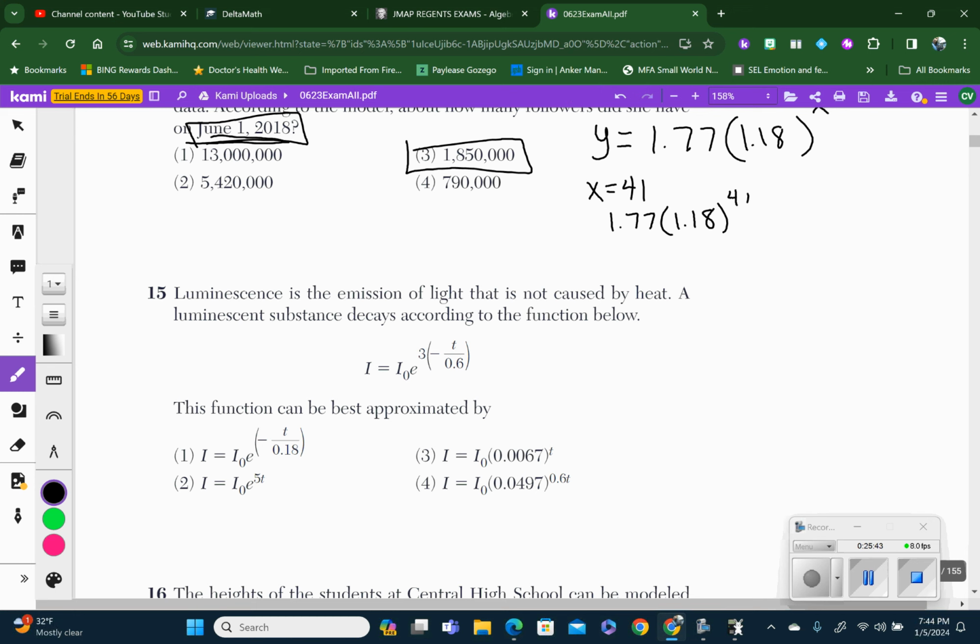All right. So it says which function can best be approximated by. This is also something that you can plug into your y1, y2, and match. And again, we're getting to the one that is the closest. So our I0 is just our initial. All of them have I0, so I can just ignore that. So what am I plugging in?